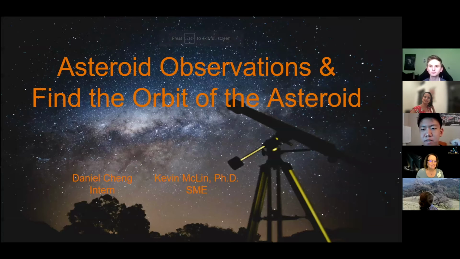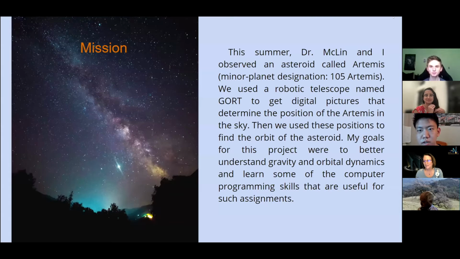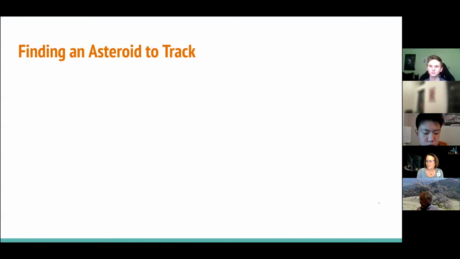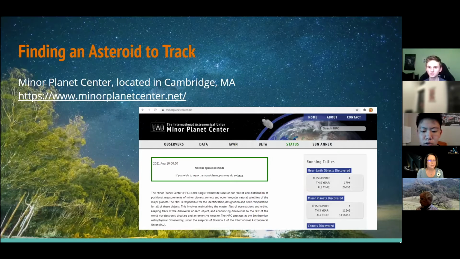Hello, everyone. My name is Daniel Cheng, and this is my summer internship presentation. This summer, Dr. McLean and I observed an asteroid called Artemis, and we used a robotic telescope to get digital pictures to determine the position of the asteroid, and we used those images to find the orbit of the asteroid.